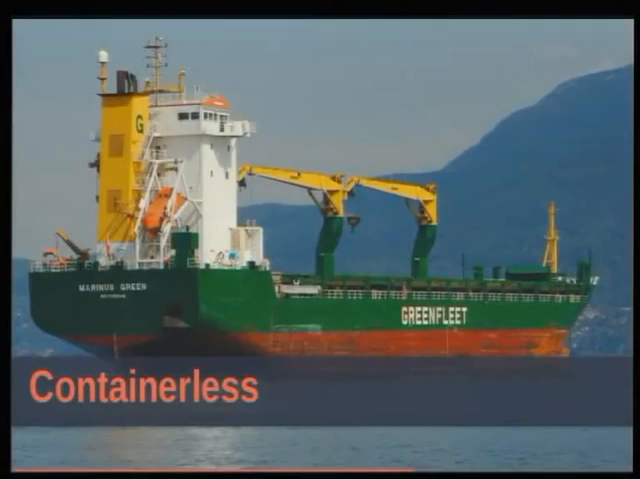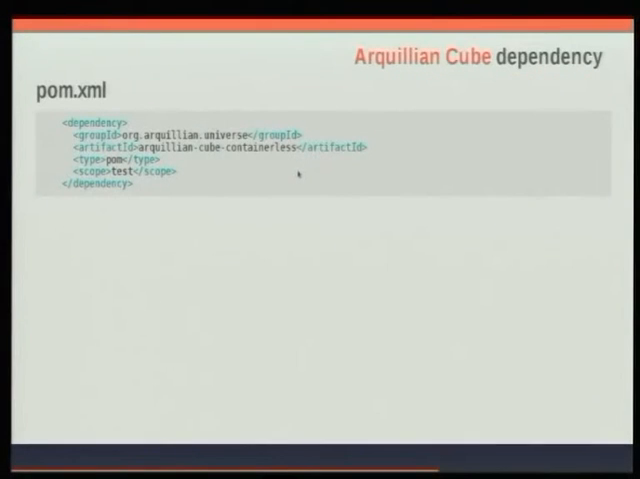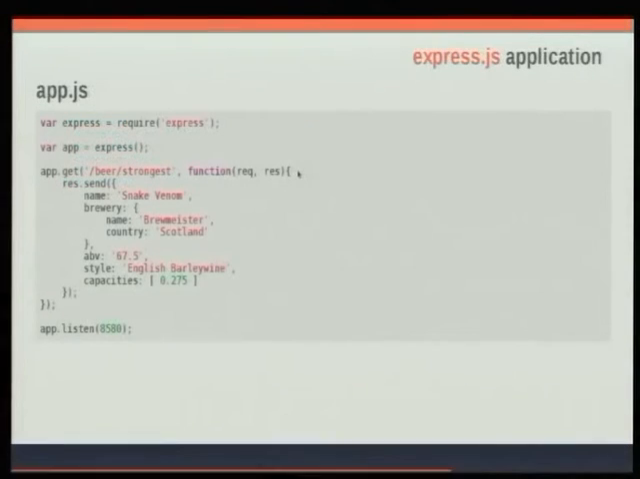Okay, that was orchestration. Containerless. So containerless is what an Arquillian container is, but for Docker. So you can deploy Docker images, you can deploy templates, you can deploy into a Docker host, essentially. And that's where all the other alternative languages and servers come in. So you define that to be the Cube containerless extension. You want to add that.